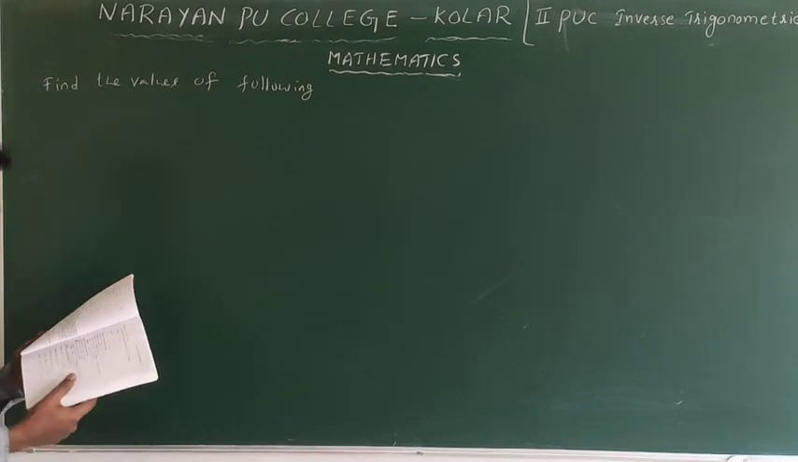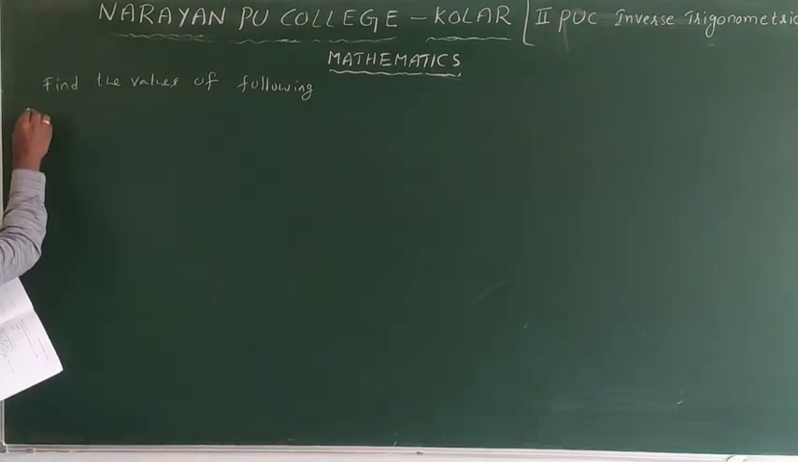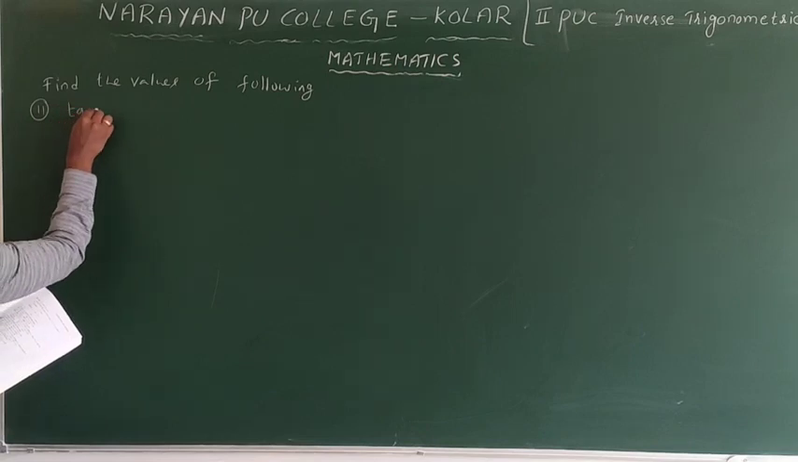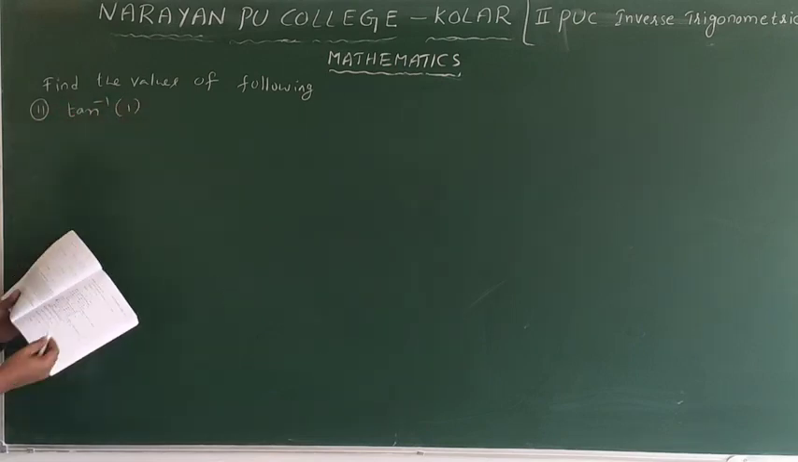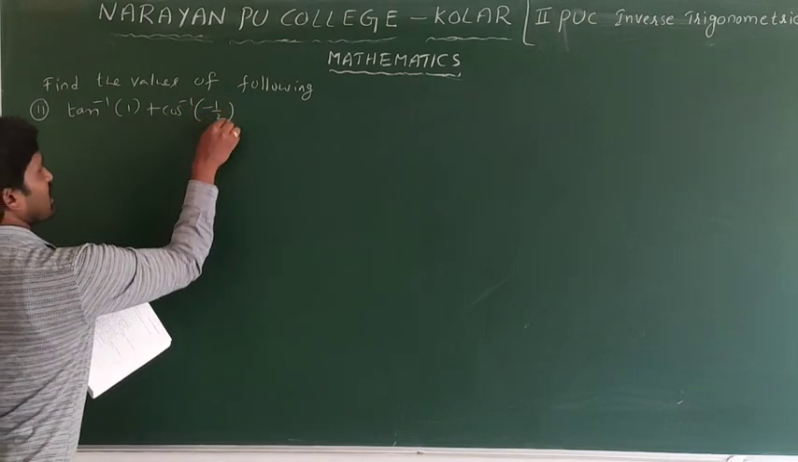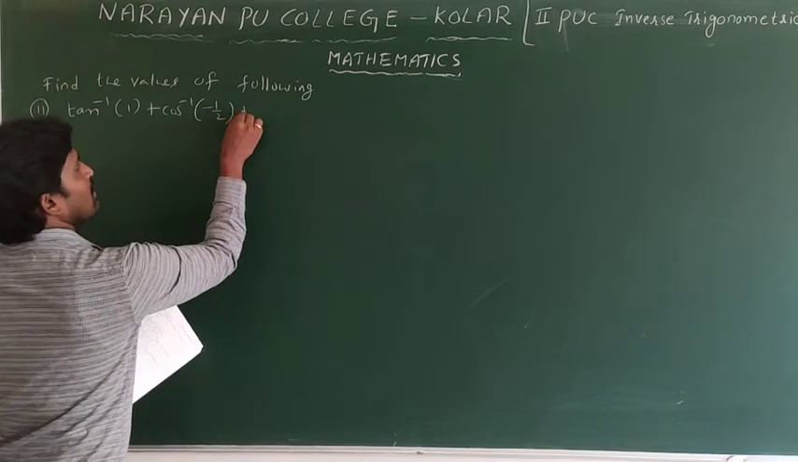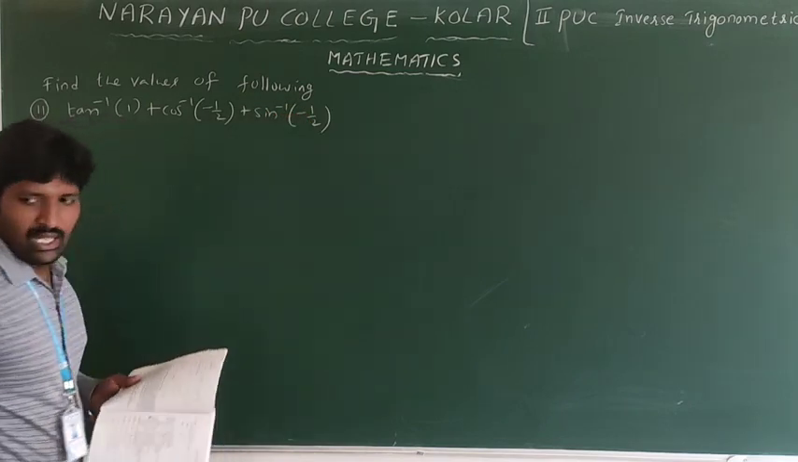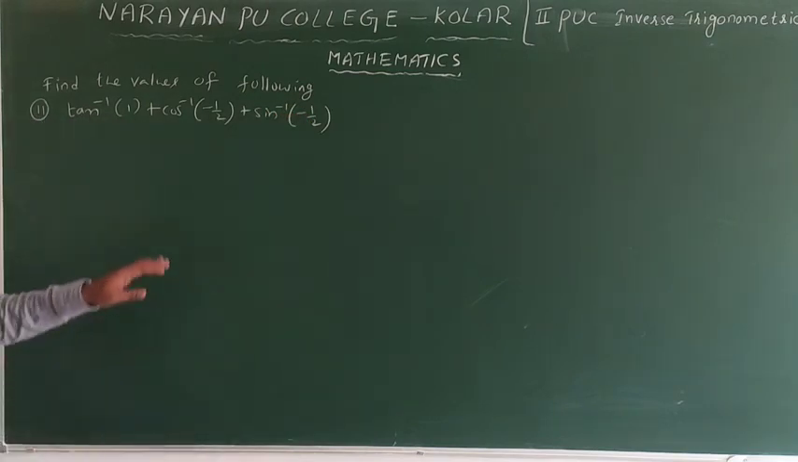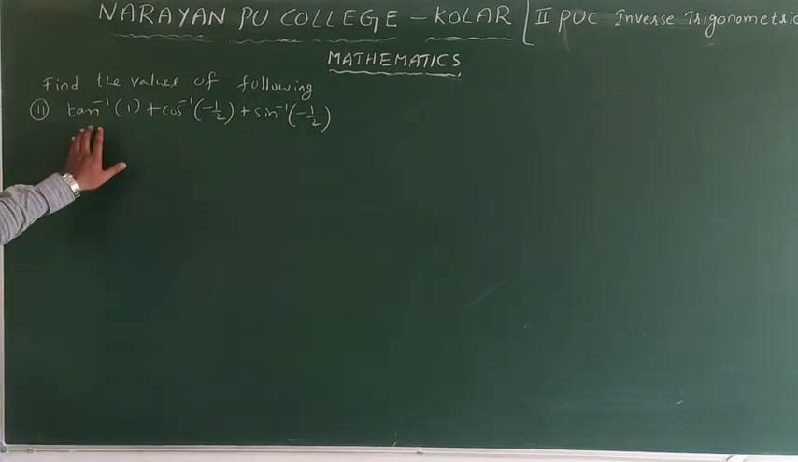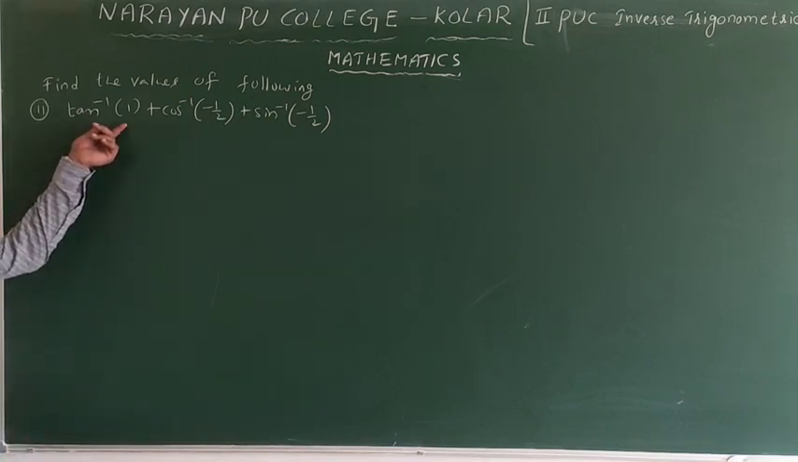In the previous session we finished 10 questions. Now the 11th one, you need to find these values: tan inverse of 1 plus cos inverse of minus 1 by 2 plus sin inverse of minus 1 by 2. Here the sum of three inverse trigonometric functions is there. The sum of these three values we need to find. Directly we don't know how to find these values.